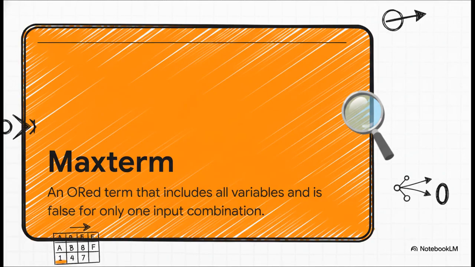And the building block for POS is the maxterm. It's the perfect counterpart to the minterm we saw before. A maxterm is an OR term, and is specifically designed to be false for only one single row of the truth table, and it's true for all the others. It's kind of like a security check that fails for only one very specific ID.